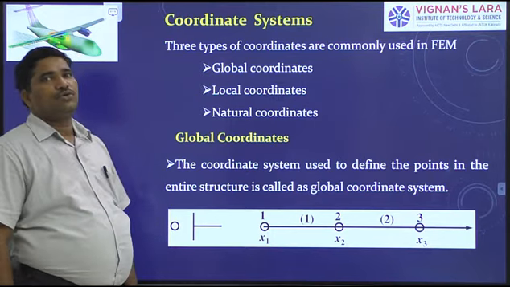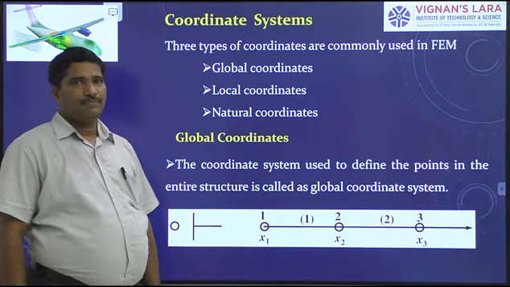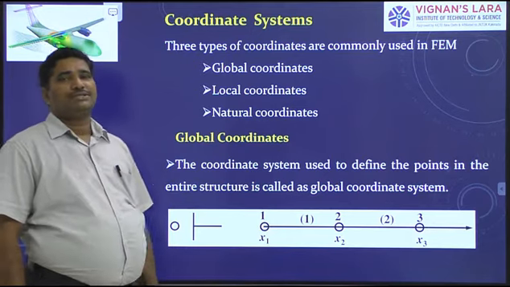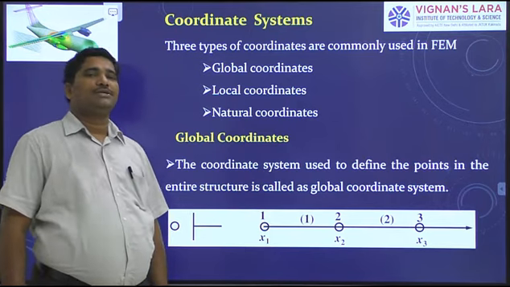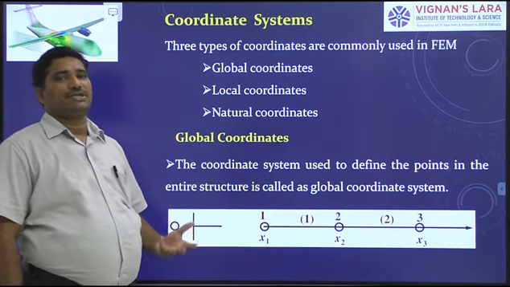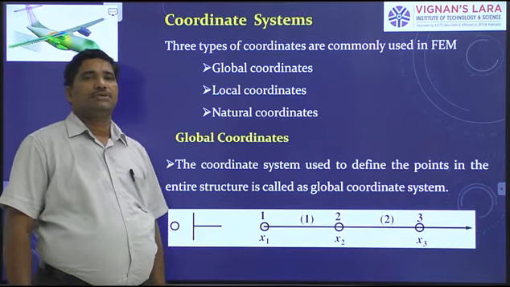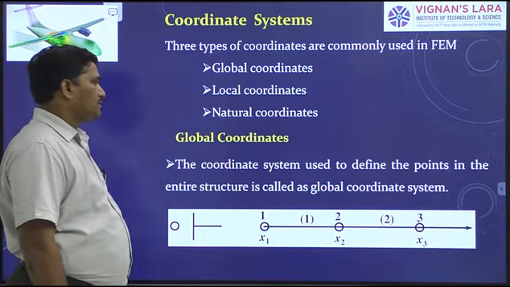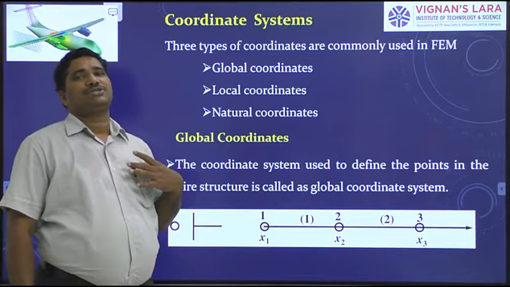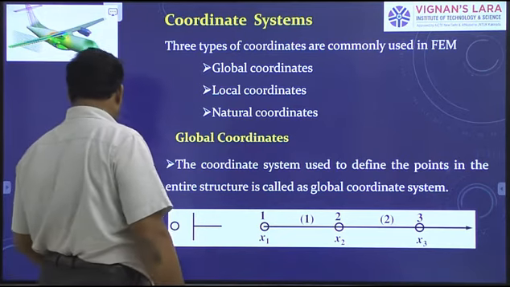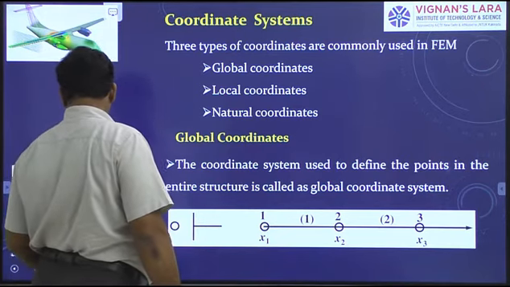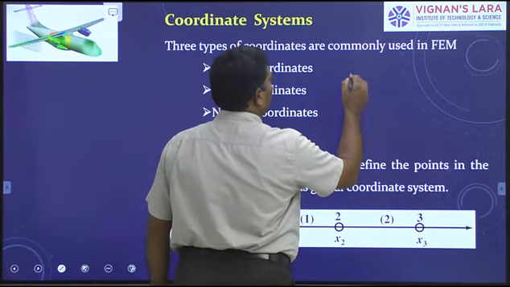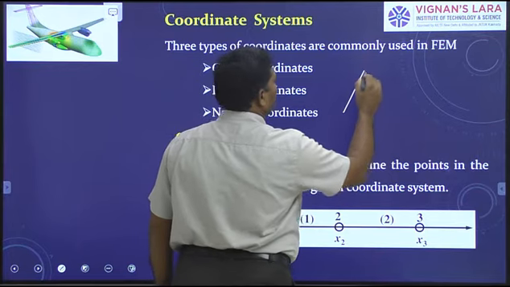So when we use the global coordinate system, we use the global coordinates to specify the points in the entire structure. For example, I take a structure like this. It is a truss structure.